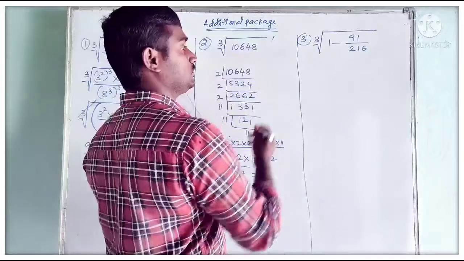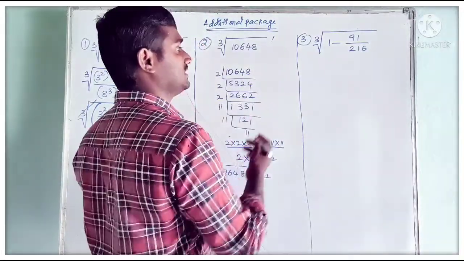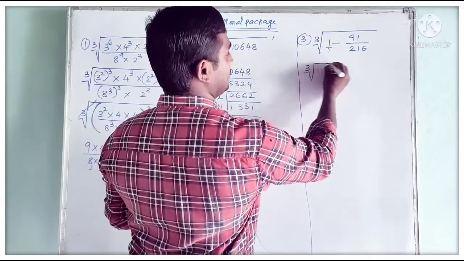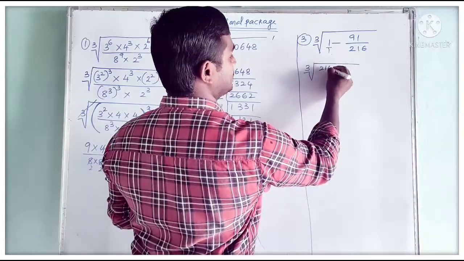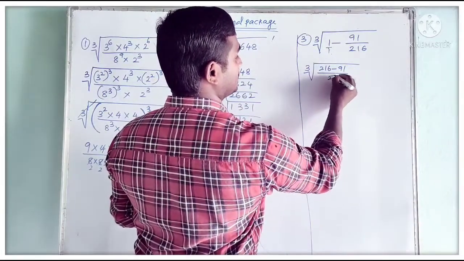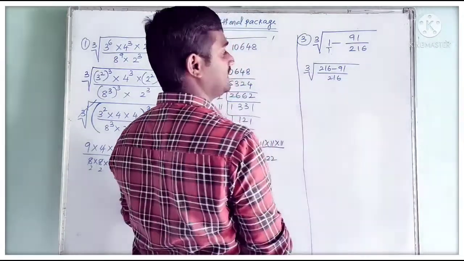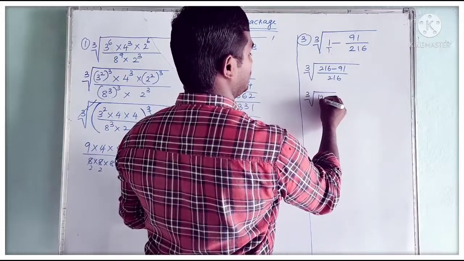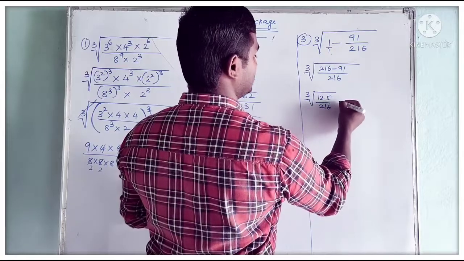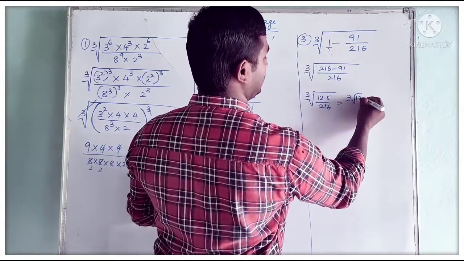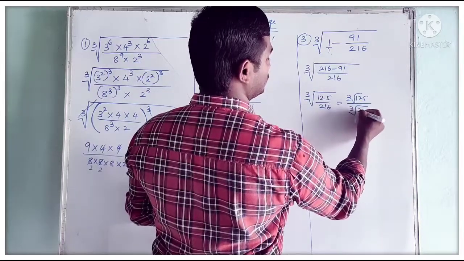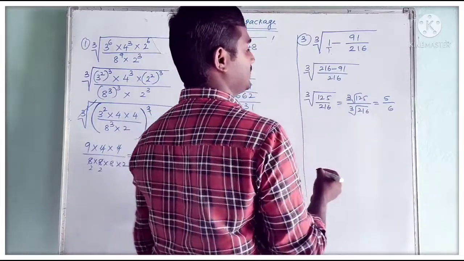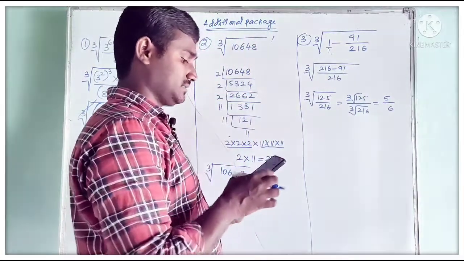Next question, question number 3. Cube root of 1 minus 91 by 216. Nothing in the denominator, so it is 1. The LCM becomes 216. So we can write it as 216 minus 91 by 216. So this is 216 minus 91, which becomes 125 by 216. So this is equal to cube root of 125 by cube root of 216. Cube root of 125 is 5. Cube root of 216 is 6. So what is the required answer? 5 by 6 is the correct answer.